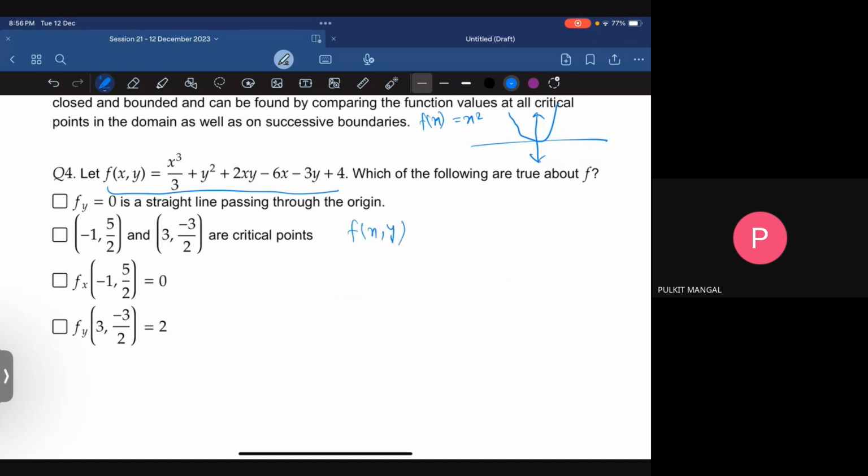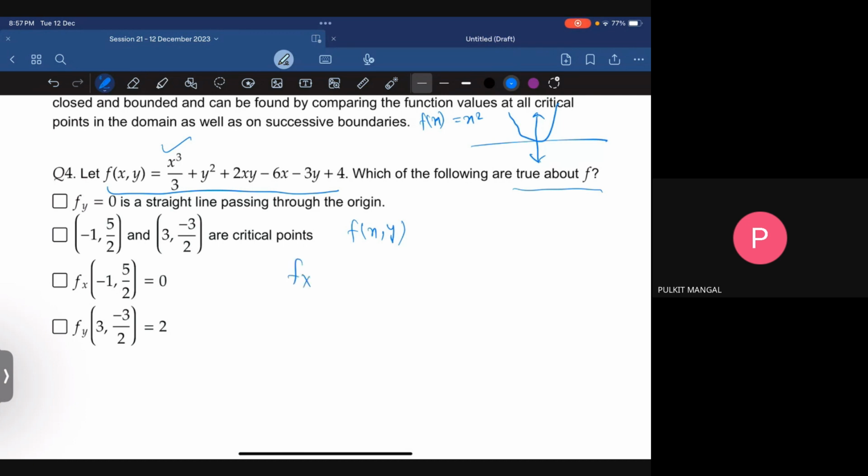Okay, and you just need to compare them and you can get your global maximum or minimum for that bounded region. So for this question, however, it is just asking which of the following are true about f. So here we need to first find the partial derivatives with respect to x and y for the given function f.